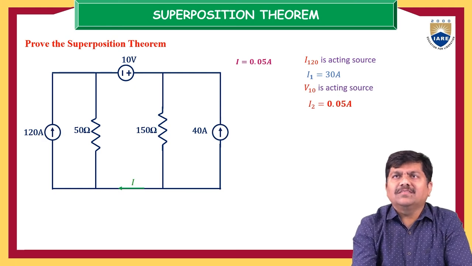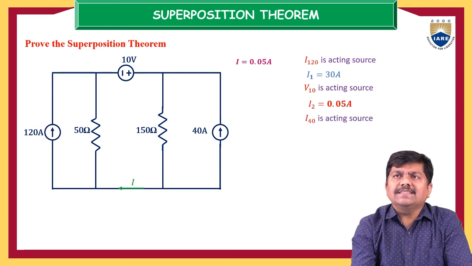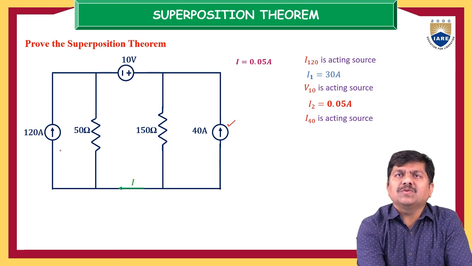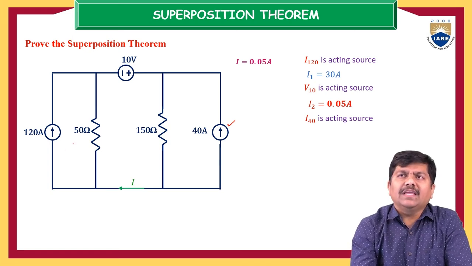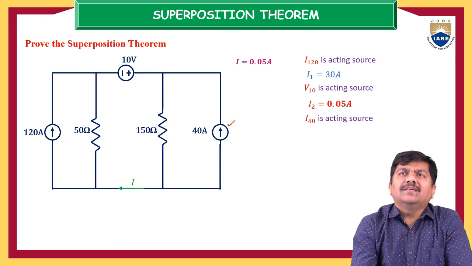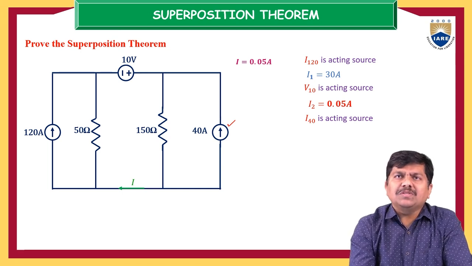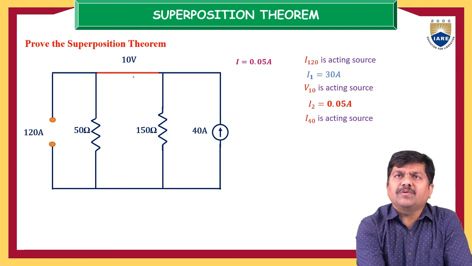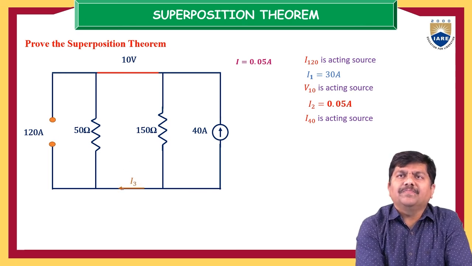Now coming back to the third case. Here in the third case, I40 I am going to assume active. So this source is active. Then this voltage source and this current source we have to make inactive, by short circuiting the voltage source and open circuiting the current source. So this is short circuited and this is open circuited. 120 amps gets open circuited and 10 volts is short circuited. Now here also, the response we have to calculate is I3.